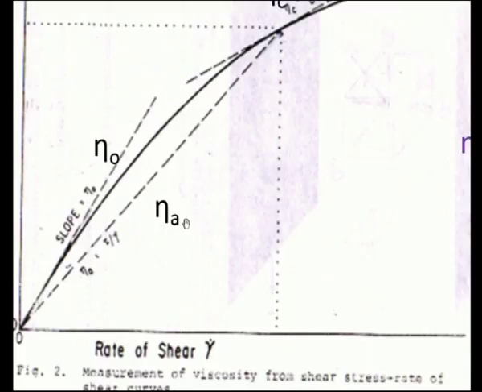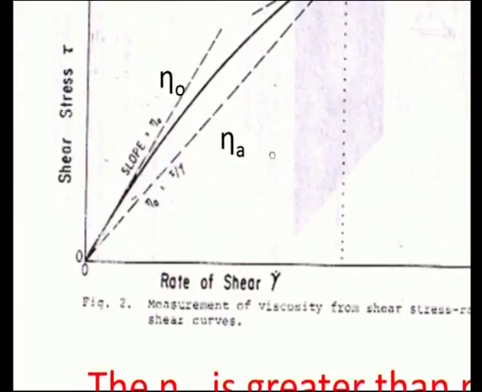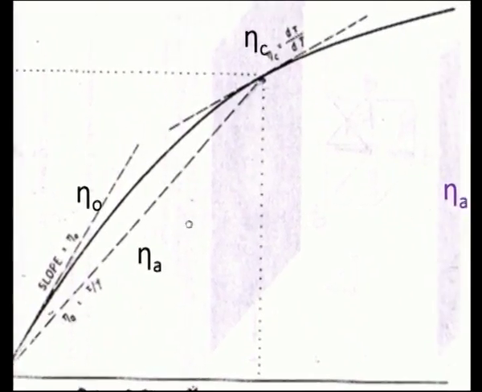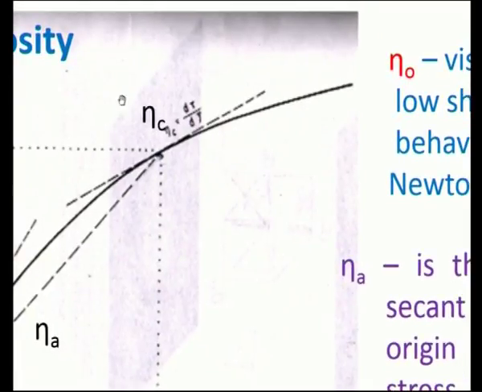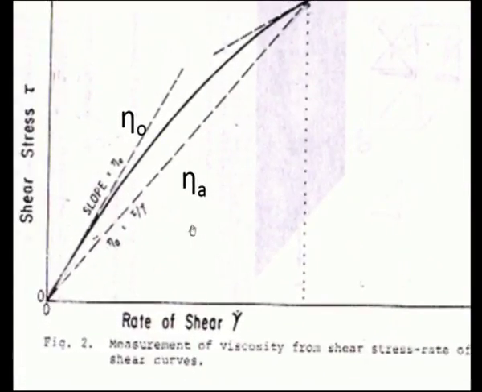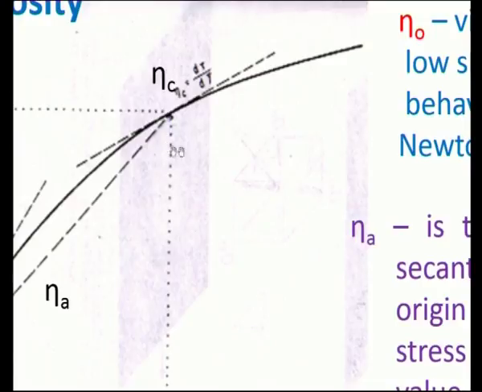For example, in this shear stress versus shear rate rheogram, you could see different viscosities marked. The eta naught, which is obtained from the initial part of the stress strain curve, is the viscosity data for Newtonian fluids, and then you have a constant viscosity which is determined at a particular place, and then the apparent viscosity, the viscosity from the origin to a specified point. So, these are the different viscosity data that are available for rheological studies.